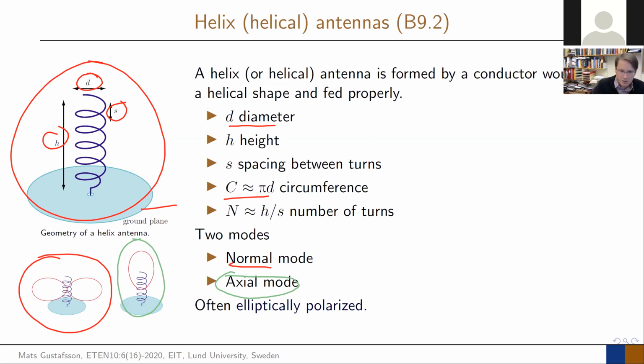One thing that comes out with this is that they are usually elliptically polarized. So when we had the previous antennas, like the dipole and patch antenna, they have a linear polarization. The electric field is always pointing basically in the same direction. This will not be the case for these antennas, and particularly for this axial mode one. It has very different properties in how the polarization behaves, which makes this extremely important as an antenna.